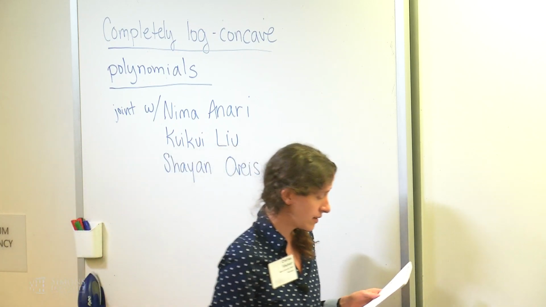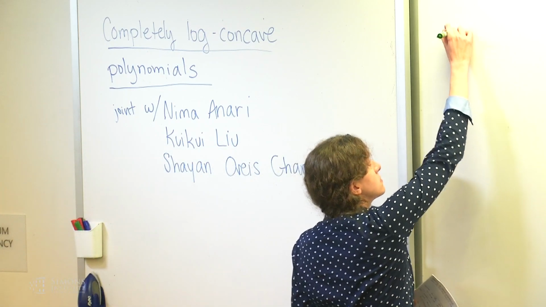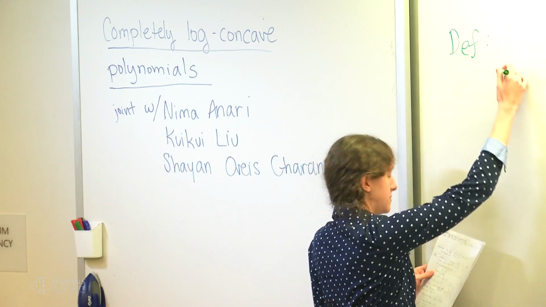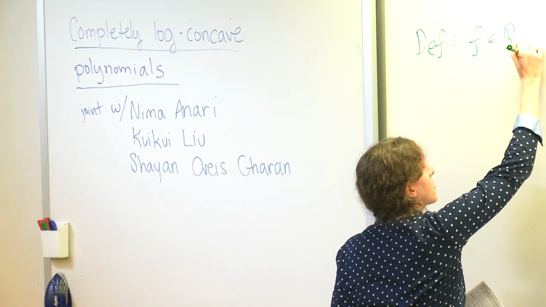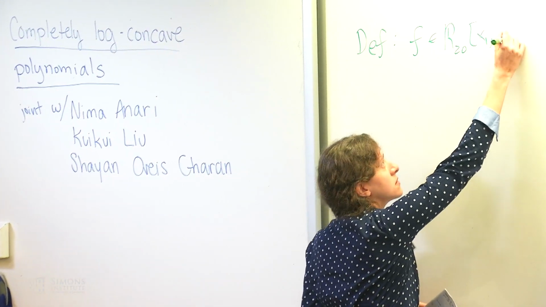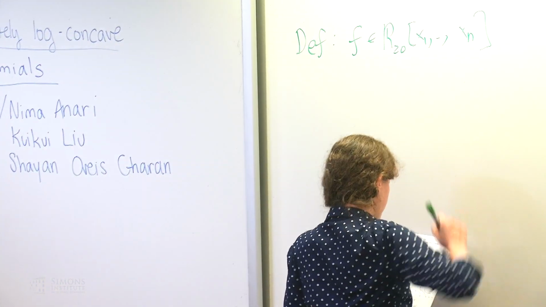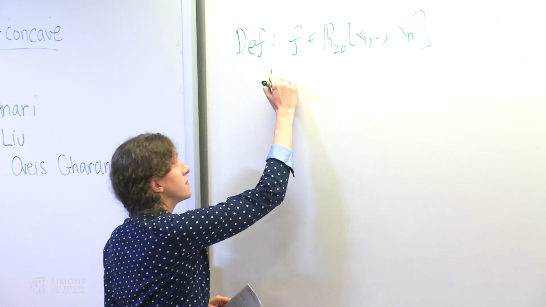So just to repeat some things, if I have a polynomial with non-negative coefficients, I'm going to say it's log-concave.